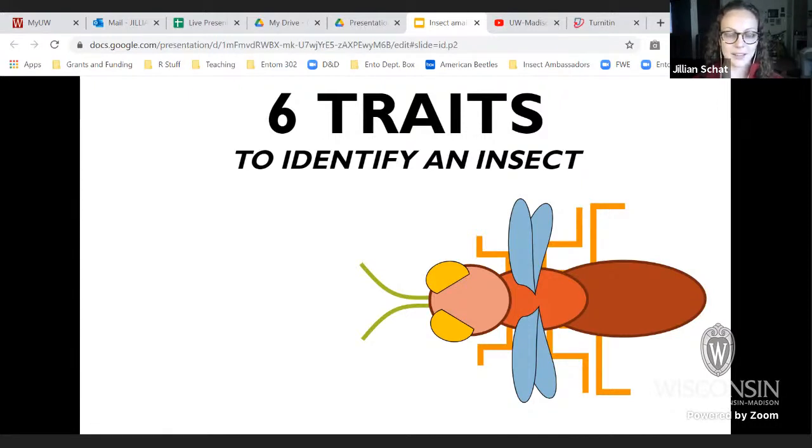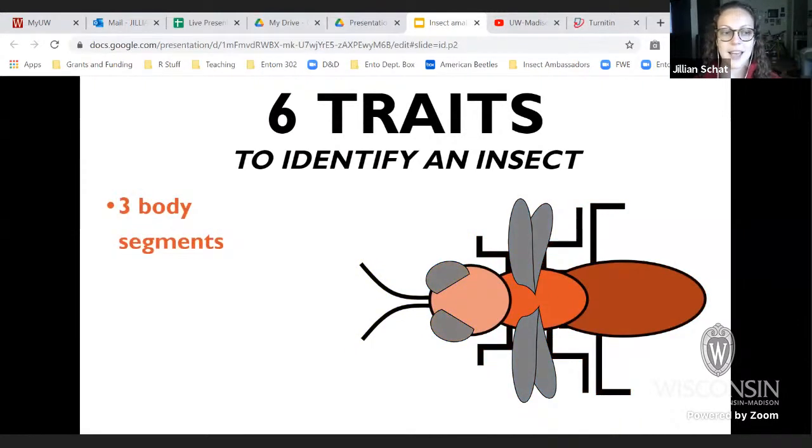So insects, you can identify them using 6 kind of key traits. Insects have 3 body segments. Sometimes this is a little bit hidden in creatures like beetles or cockroaches, but they're there. They have a head in the front, they have a thorax in the middle, and an abdomen in the back. Their head holds their brain, their eyes, just like on a person. Their thorax is where all of their legs and wings are connected, and their abdomen holds their stomach and everything else that they need to live. So there's the head, the thorax, and the abdomen.